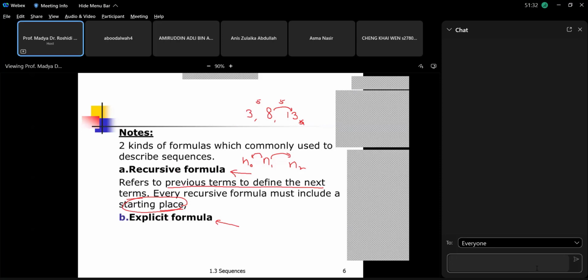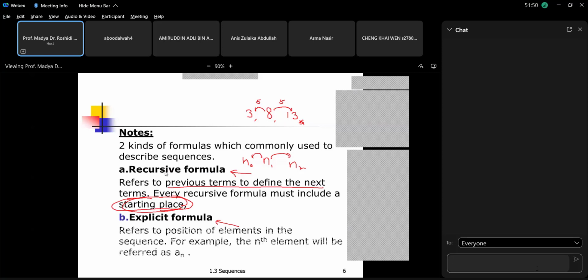But we need at least two things in order to talk about a recursive formula. First, we must know the previous term in order to predict the next term. The second thing, we must know the starting point. That's a recursive formula. For the explicit formula, we refer to the position of the element. It means the position of the element.